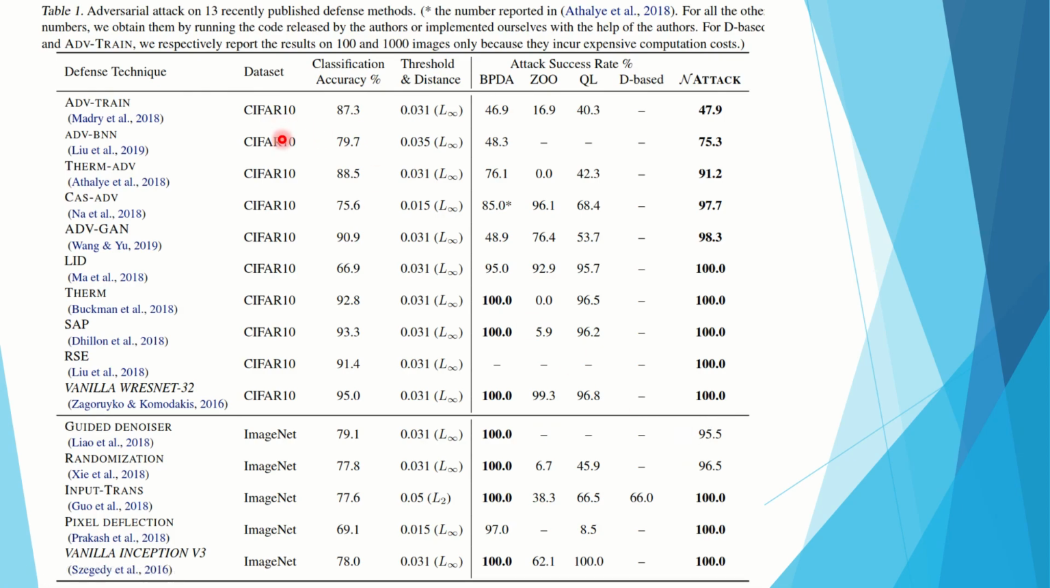This table presents the success rate results for 5 different attack methods: white box, zoo, QL or black box, which we explained, and N attack, our method. And we can see the result for N attack is the best one, even for both datasets.